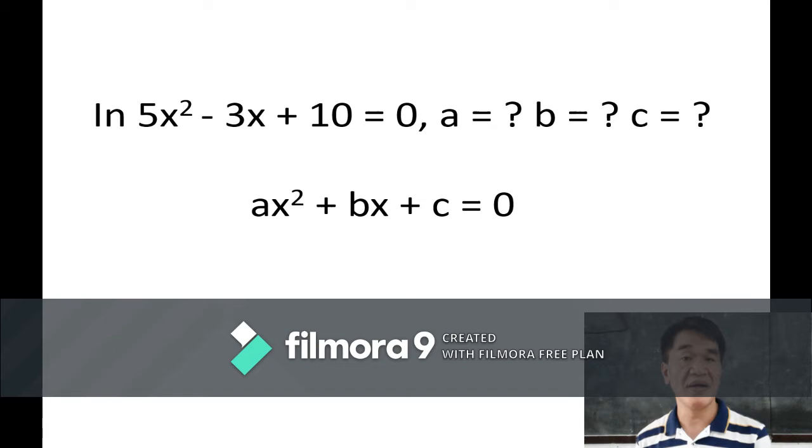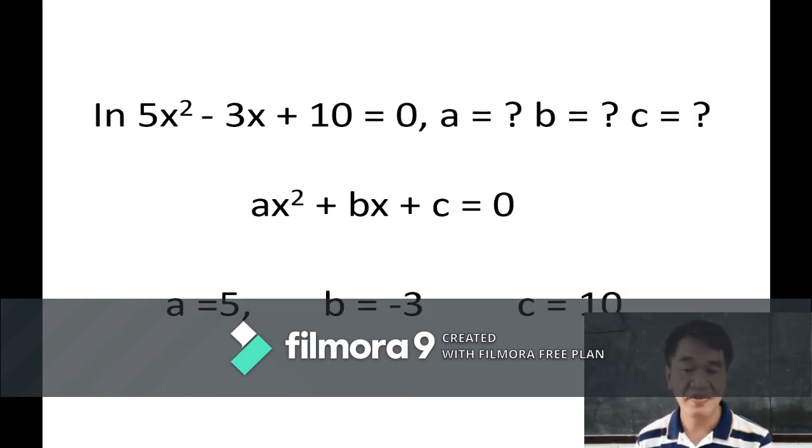If you try to compare it with the given, you would see that your a is 5, your b is negative 3, and your c is 10. There, the values of your a, b, and c.